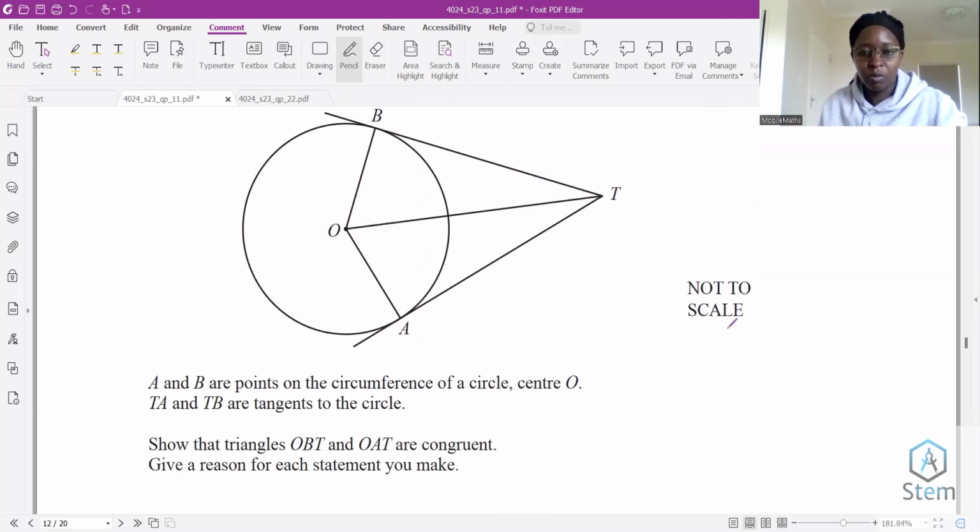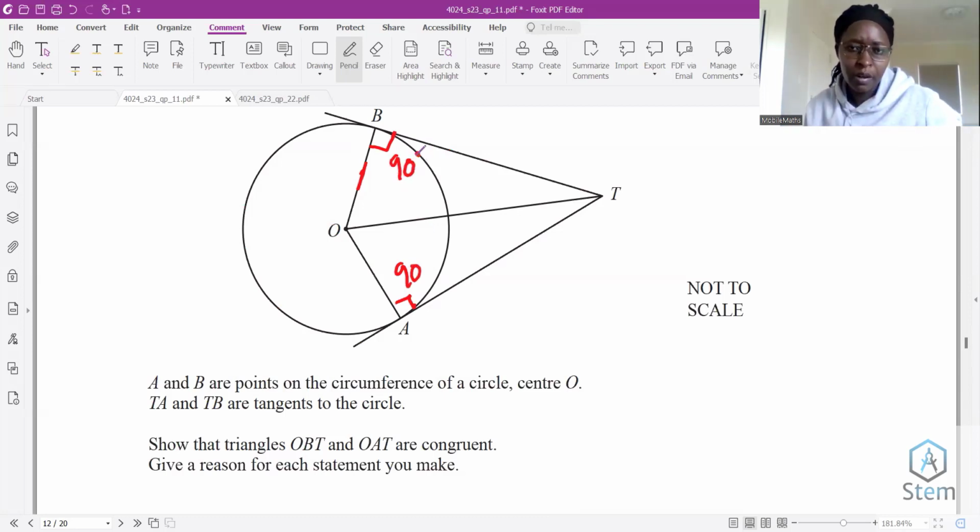Fine, let's move on. Here, so these are tangents. This line that touches the circumference of a circle is a tangent. Okay, so these are our tangents. Then this is a radius. This line here is a radius. So the angle that is going to be formed there is 90 degrees. Here also is 90 degrees. Okay, so these are 90 degrees.